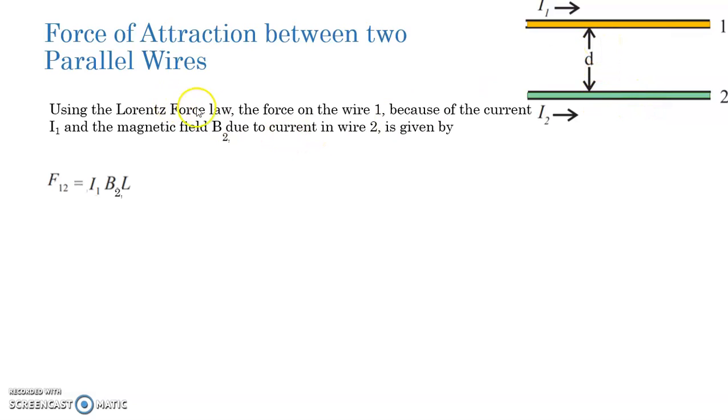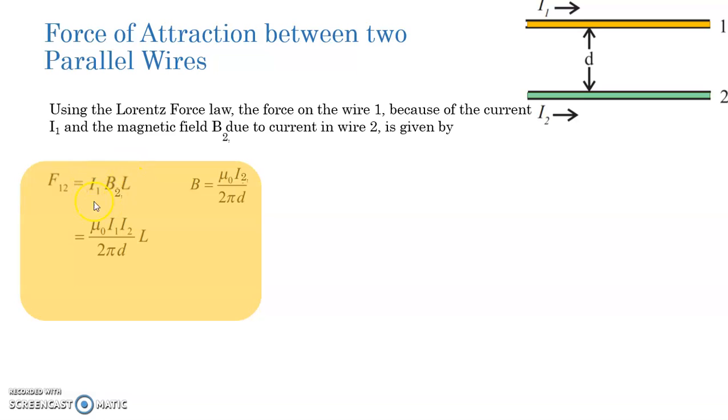Now let us apply Lorentz force law to find the force on wire 1 carrying current I1, and it is placed in the magnetic field B2 produced by wire 2. So we get force on wire 1, which is placed in the magnetic field produced by wire 2, is equal to I1 multiplied by B2 multiplied by L, where I1 is the current flowing through the first wire, B2 is the magnetic field produced by the second wire, and L is the length of the first wire.